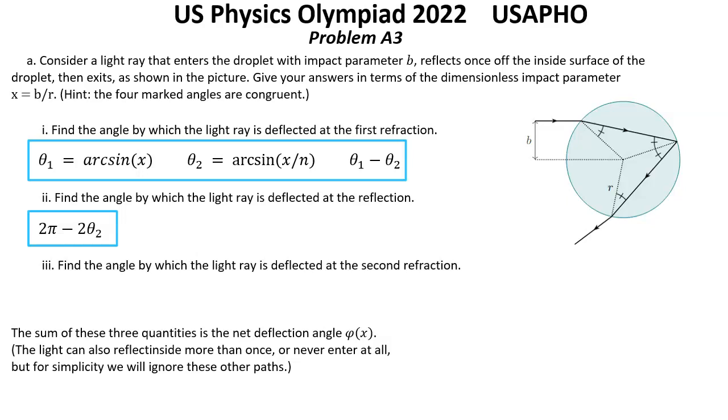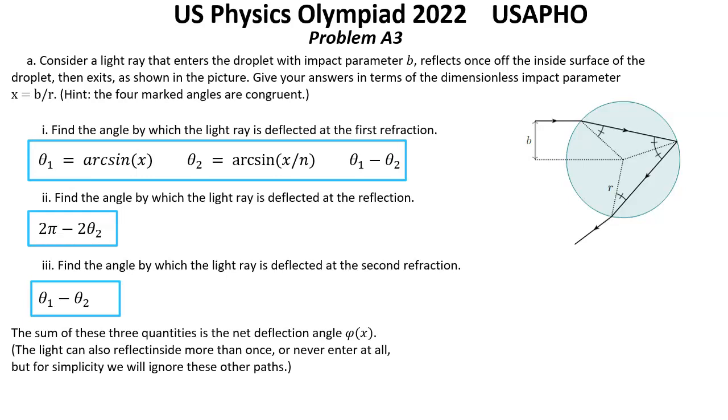Third, find the angle by which the light ray is deflected at the second refraction. Solution: at this point the angle to the normal is still θ2, and by Snell's law it reverts to θ1 outside the droplet. This causes a deflection of θ1 minus θ2 with the same sign, clockwise, as in part I.